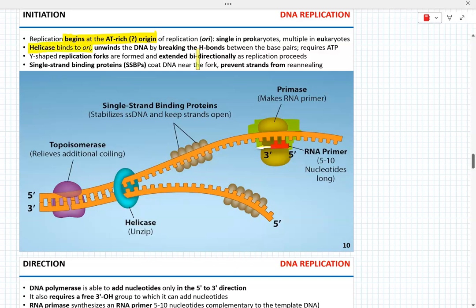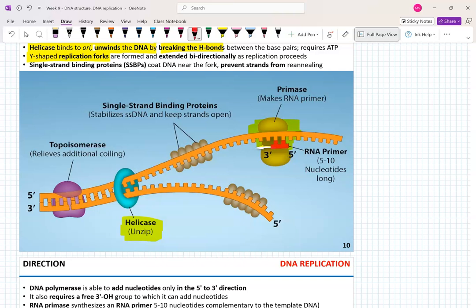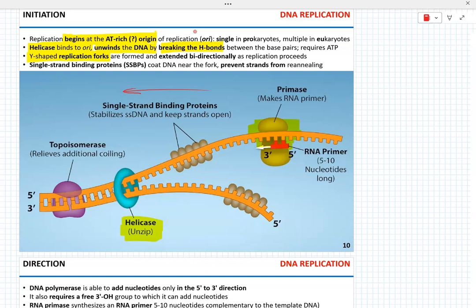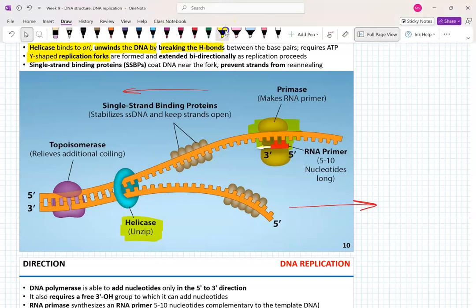The enzyme helicase binds to the origin of replication and unwinds, or sometimes it's called unzips, the DNA strands, using energy to break down hydrogen bonds between the base pairs. Obviously, since this process requires energy, it also requires ATP. 2 Y-shaped replication forks are formed, and these forks are extended bidirectionally. You can see only the fork that is extended from right to left, but there is another fork that extends from left to right. So they extend bidirectionally as replication continues, and you can imagine that 2 strands, quote-unquote, want to go back together.